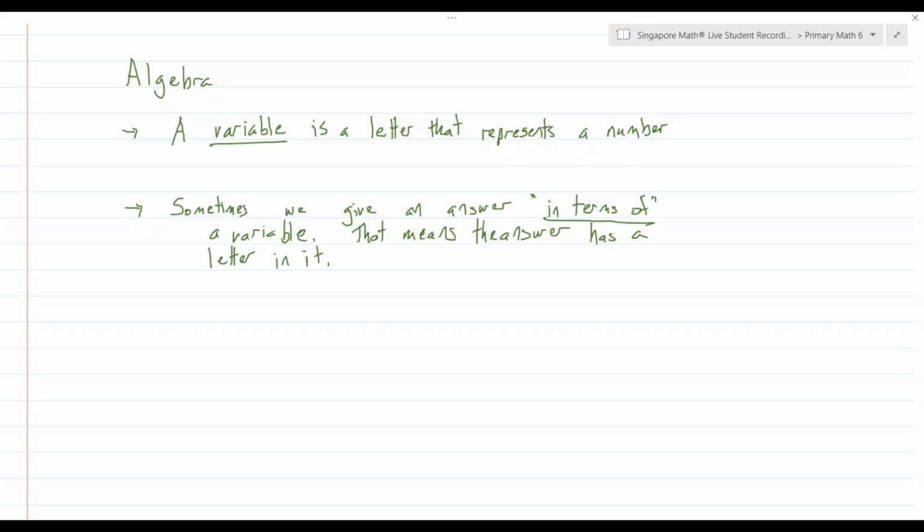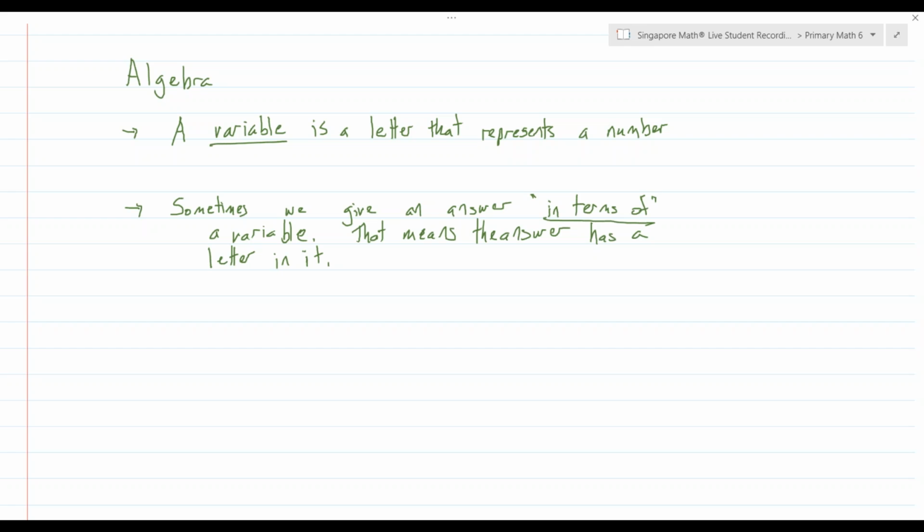Before we talk about anything in the book, I just want to tell you, since this is all new to you, that a variable is a letter that represents a number. So when we have a letter in a math problem, it's called a variable, and all that letter is, is something that's standing in the place of a number.